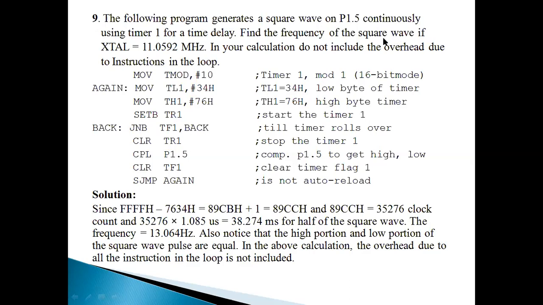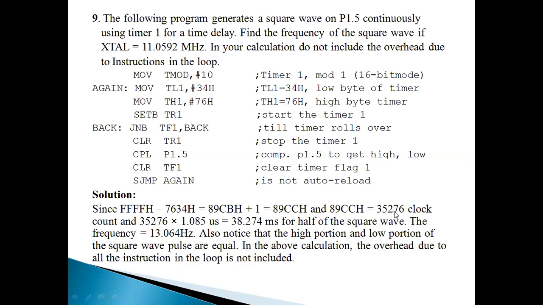First, we need to find out the time period, and from that we have to find out the frequency. So we have to follow the same procedure as in the previous example. The largest value minus the values in TH and TL. Okay, so it is 7634H, and the answer is equivalent to 89CBH, plus 1 for the rollover. So it also requires one cycle. Therefore, the overall number of clock cycles required is 89CCH.